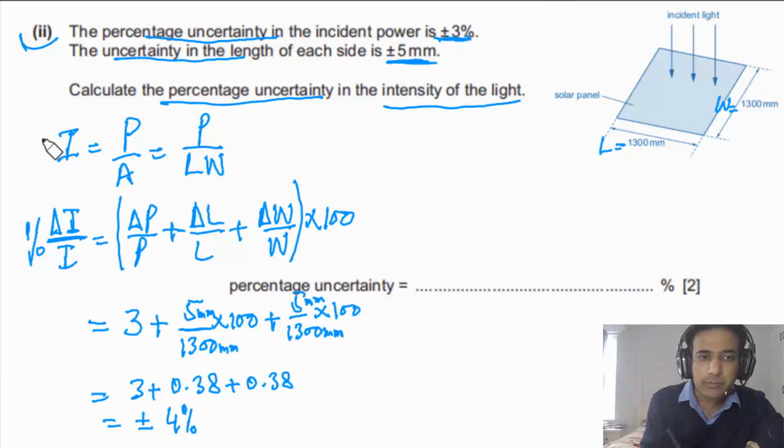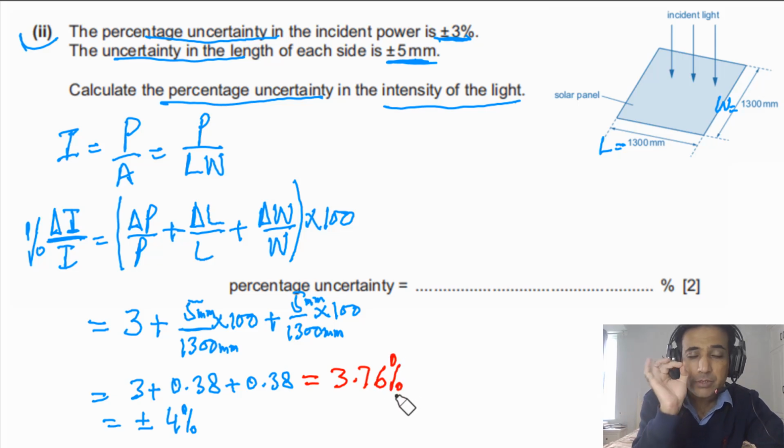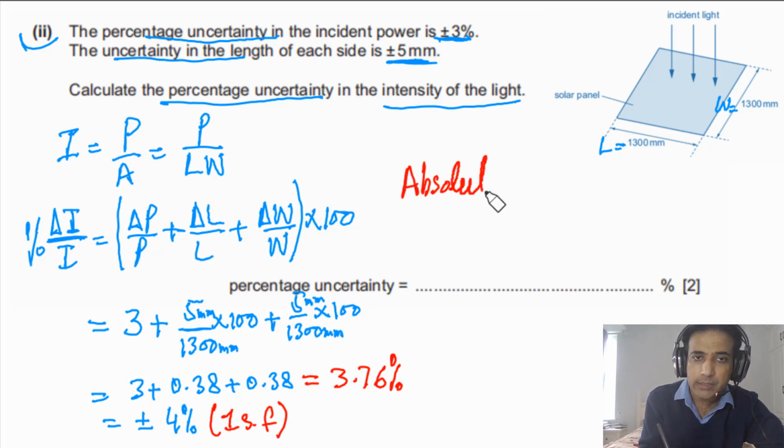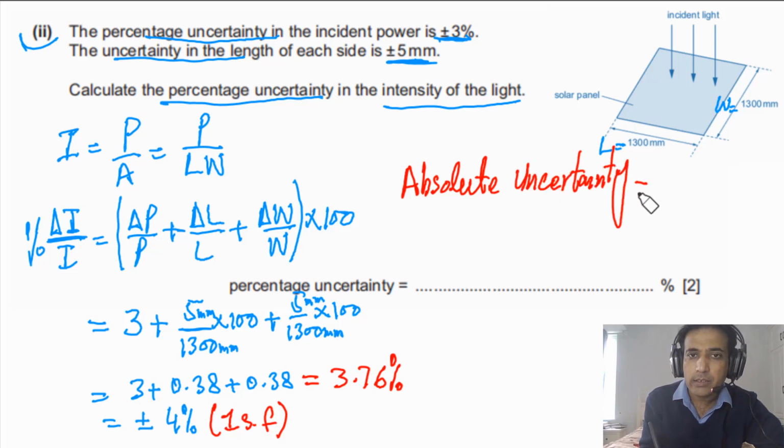Let me explain a little bit more about this. If you add these three quantities together, you will get 3.76%. But percentage uncertainty should be reported up to 1 SF only. That's the reason our final answer is 4%. Also, absolute uncertainty should be reported up to 1 SF only. Absolute uncertainty must have 1 SF, and percentage uncertainty also 1 SF. So the answer is 4%, not 3.76%.